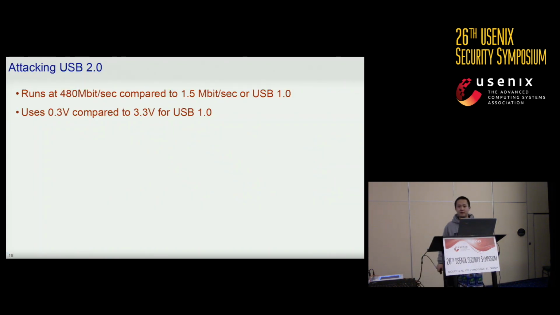Up to now, we have been talking about attacking USB 1. Now, let's think about attacking USB 2. Different from USB 1, USB 2 runs at a greater speed, which is 480 megabit per second compared to 1.5 megabit per second for USB 1.0. Meanwhile, USB 2 also runs at a lower logic level, which is only 0.3 volts compared to 3.3 volts for USB 1.